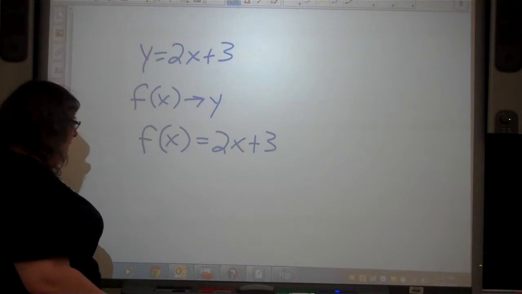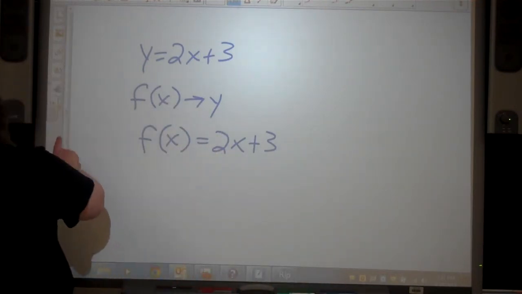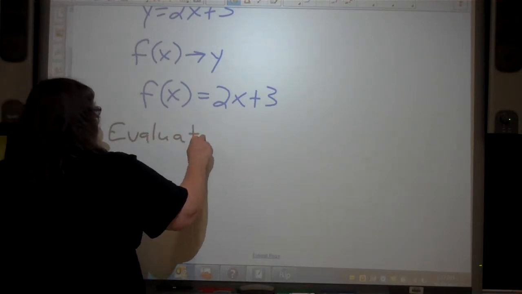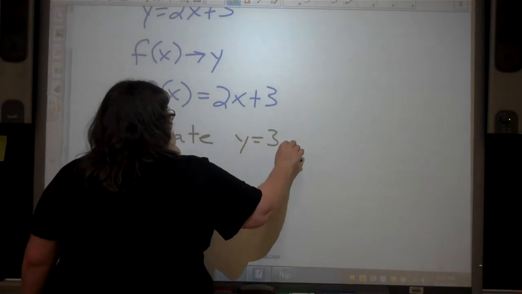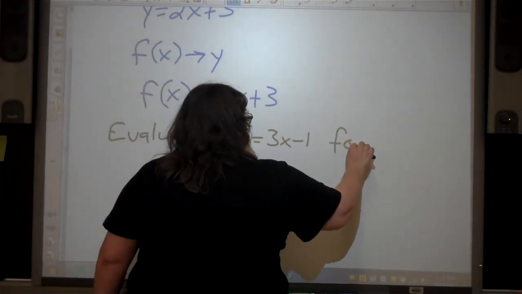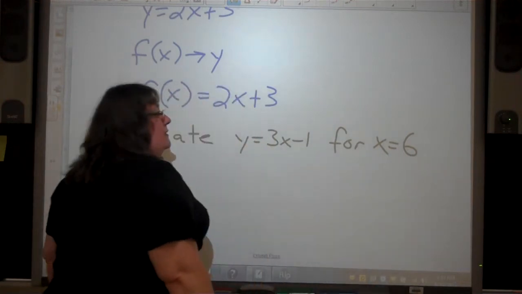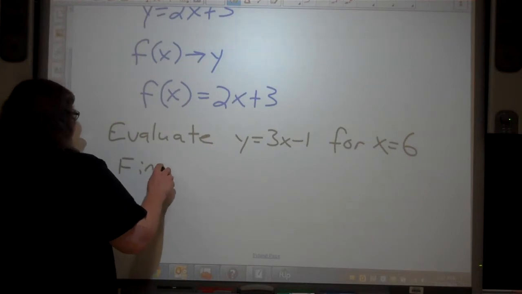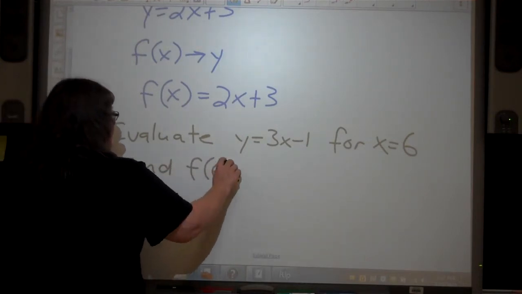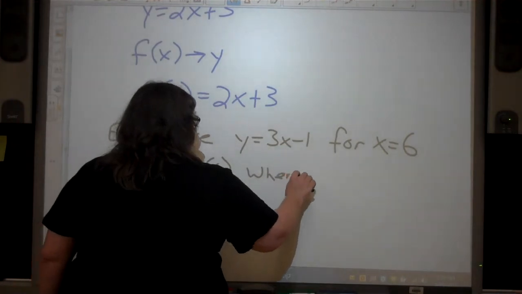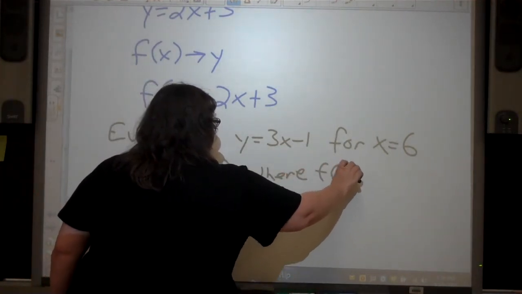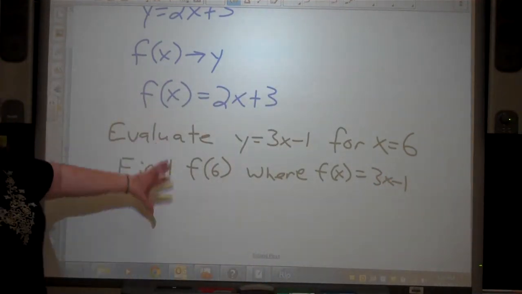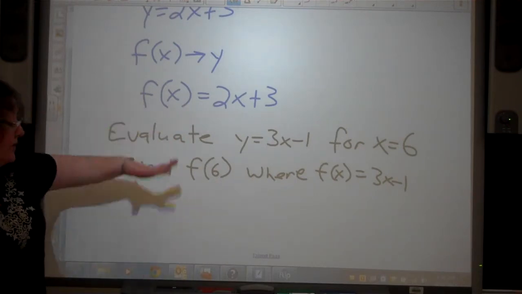Okay? So instead of having a problem that says, evaluate y equals 3x minus 1 for x equals 6, okay, that's still a long sentence. I can just say, find f of 6, where f of x equals 3x minus 1. Okay? Same thing. They say the same thing. You do the same thing.